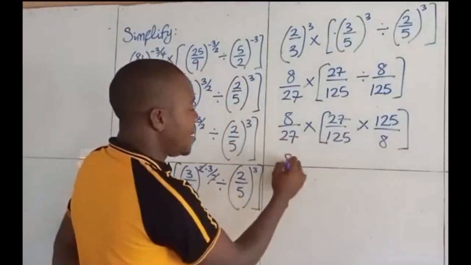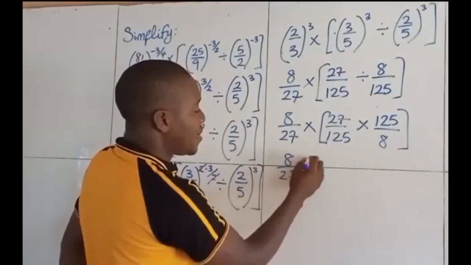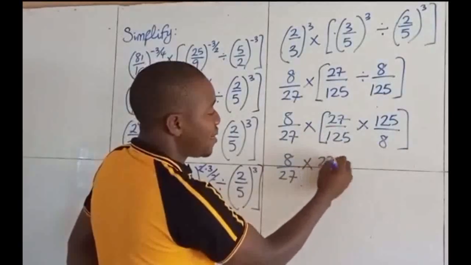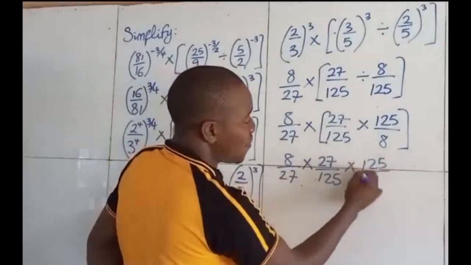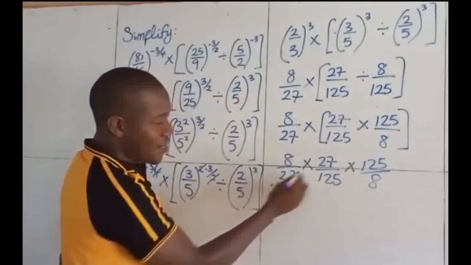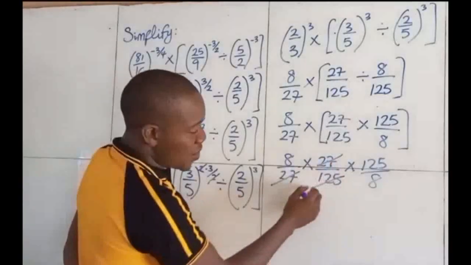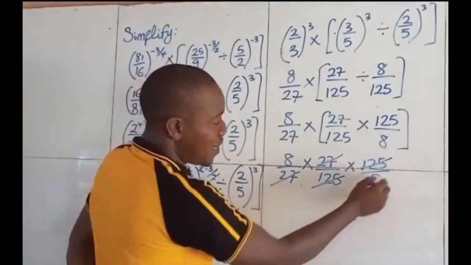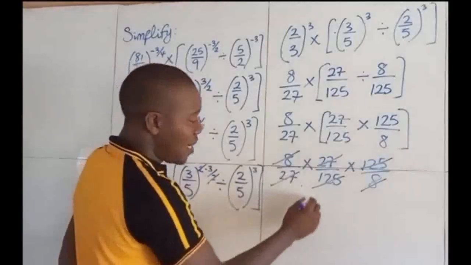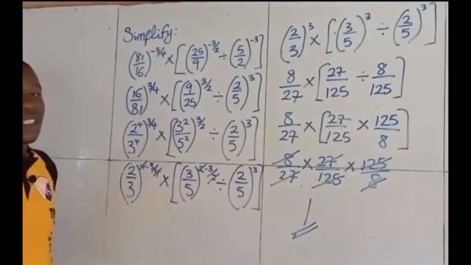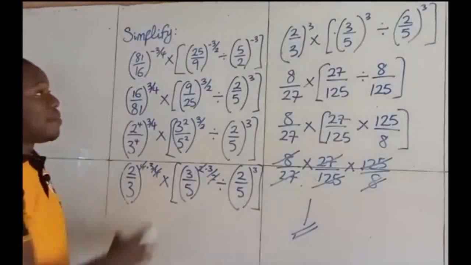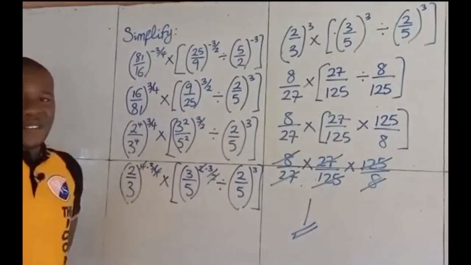This is 8 over 27 times 27 over 125 times 125 over 8. So 27 divide 27, 125 divide 125, 8 divide 8, and we're left with 1 as the final answer. It's actually very easy when we understand and apply the laws of indices.